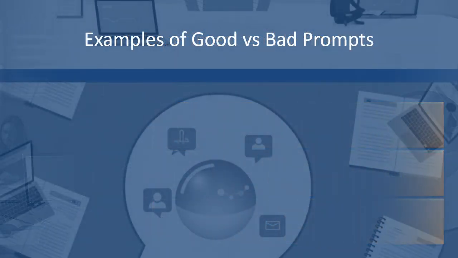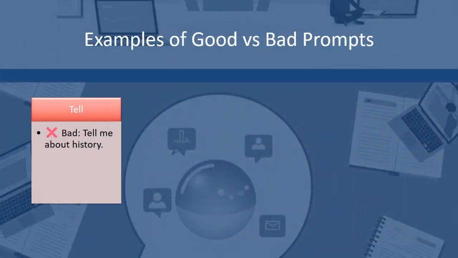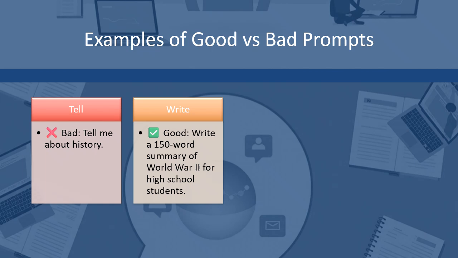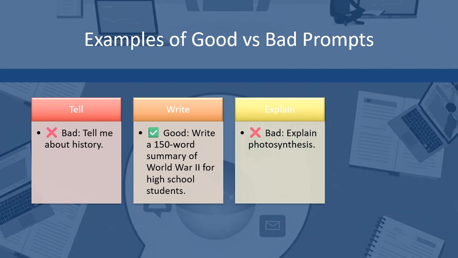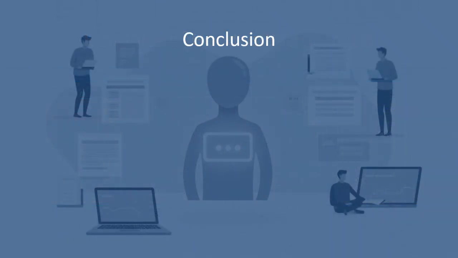Examples of good versus bad prompts. Here are some examples. A bad prompt might be, "Tell me about history." That's too broad. A better version would be, "Write a 150-word summary of World War II for high school students." Another example, instead of simply saying, "Explain photosynthesis," you could say, "Explain photosynthesis in simple terms for a 10-year-old." Notice how the improved prompts add clarity, context, and audience.